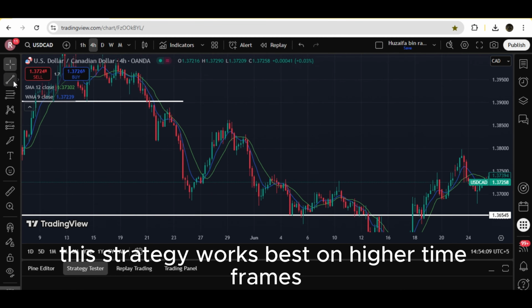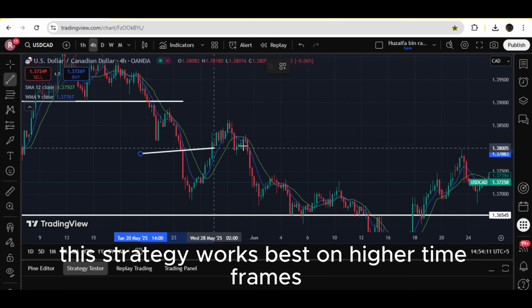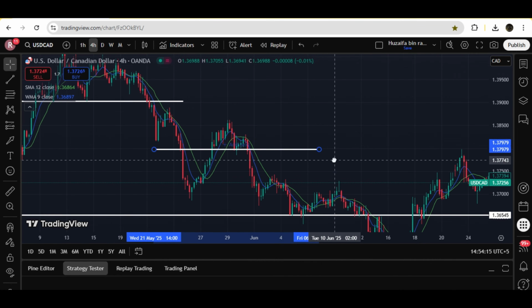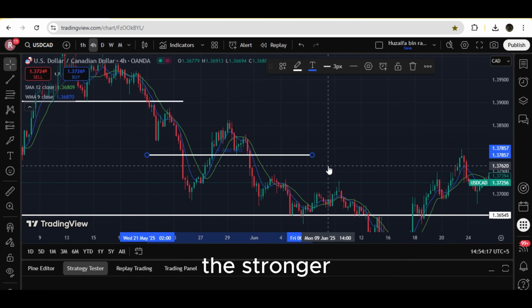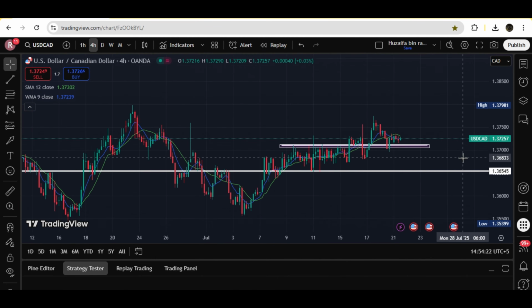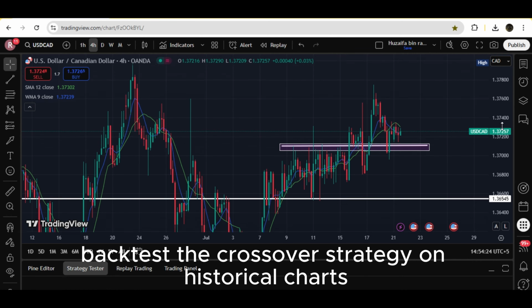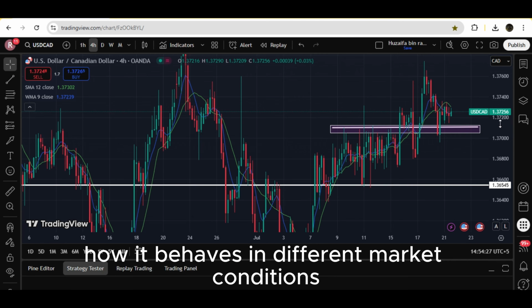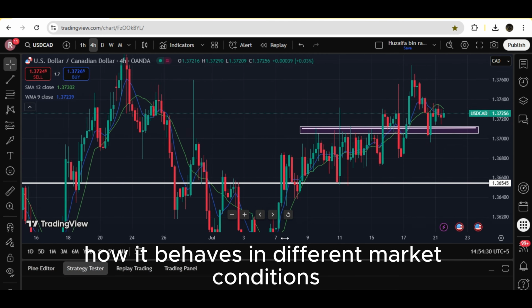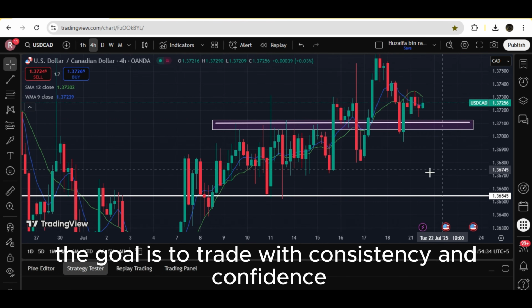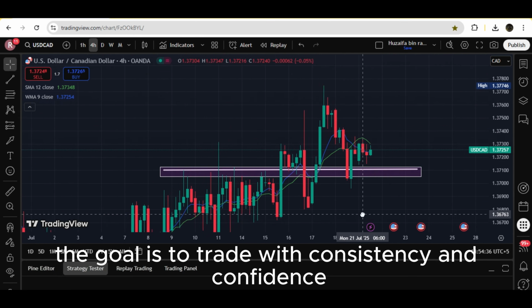This strategy works best on higher time frames like the 1-hour, 4-hour or daily charts. The higher the time frame, the stronger and more reliable the crossover signal becomes. Always backtest the crossover strategy on historical charts. This helps you understand how it behaves in different market conditions. Remember, the goal is to trade with consistency and confidence.